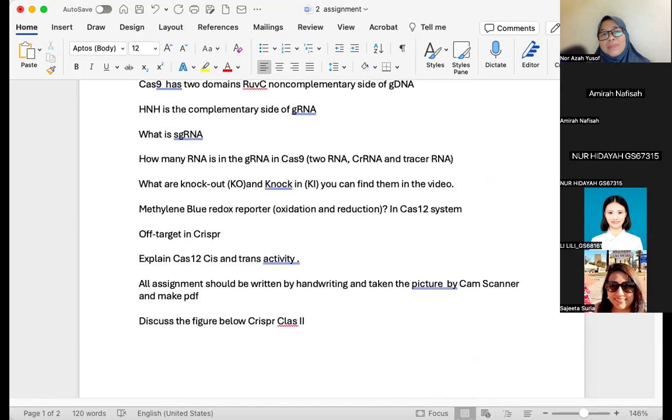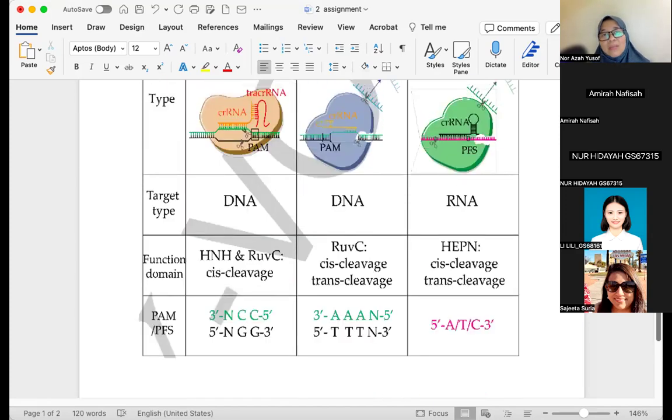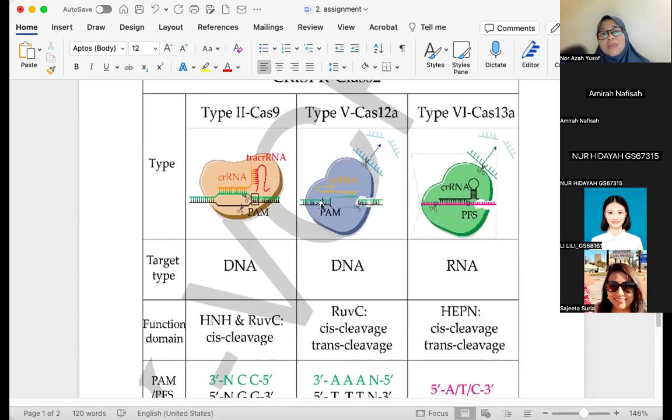Wait. We need to discuss the figure, the figure below this one. We need to discuss it, right, Prof? The figure is actually the Cas system, so you're actually discussing the difference between these three. So I'm just trying to tell you to try your best, okay?